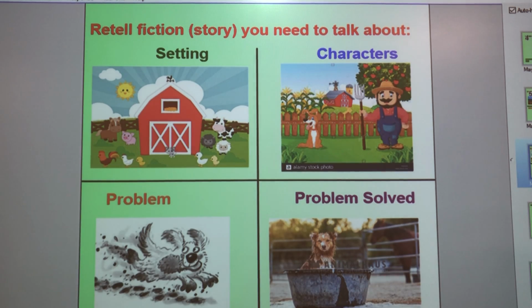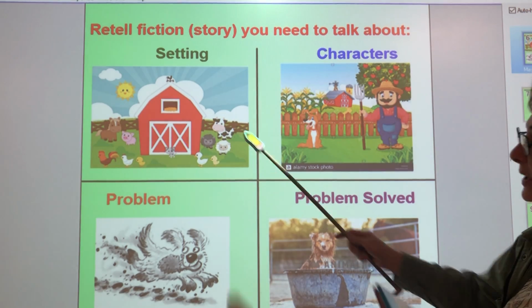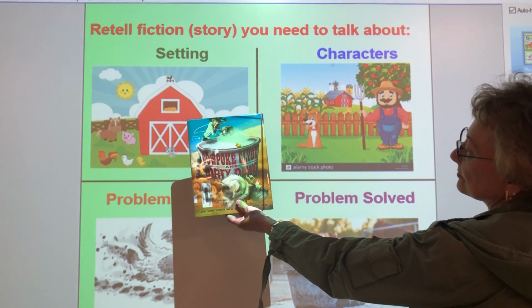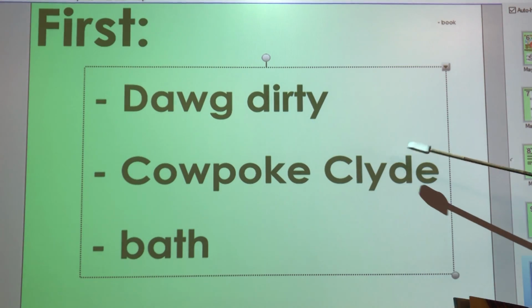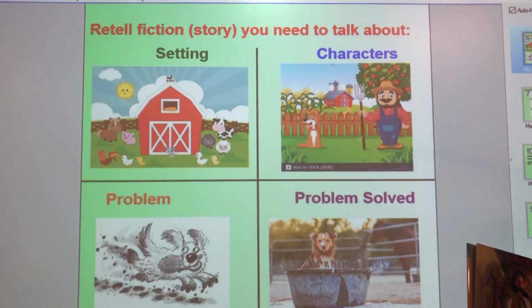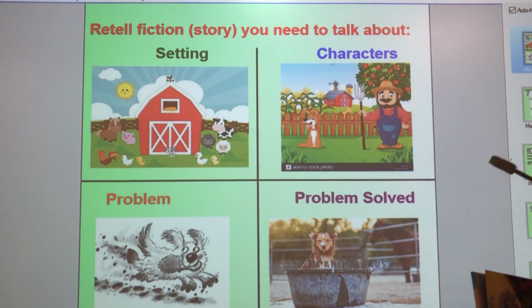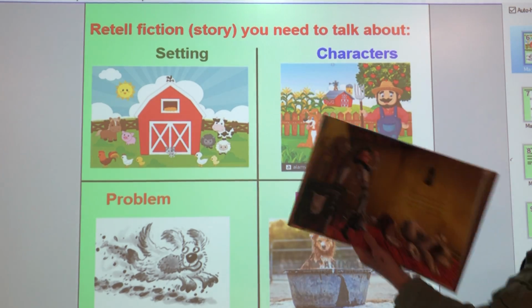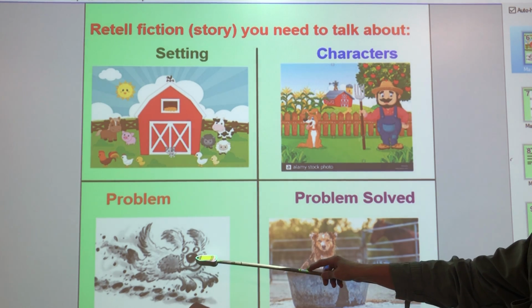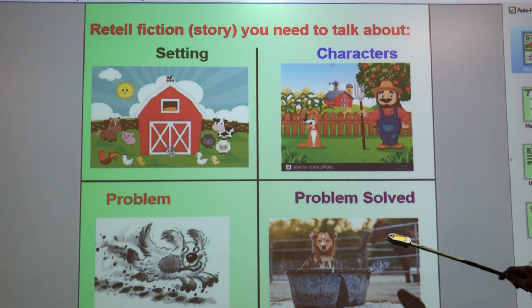Let's see our story. Okay. Our setting, our story takes place on the farm. And who are the characters? Well, there's Cowpoke Clyde, and there's Dog. And there they are in the story. What's the problem? Dog does not want a bath, and he's running away, causing all kinds of havoc. And the problem was solved when he decided he wanted to get into the bathtub outside and have a bath.